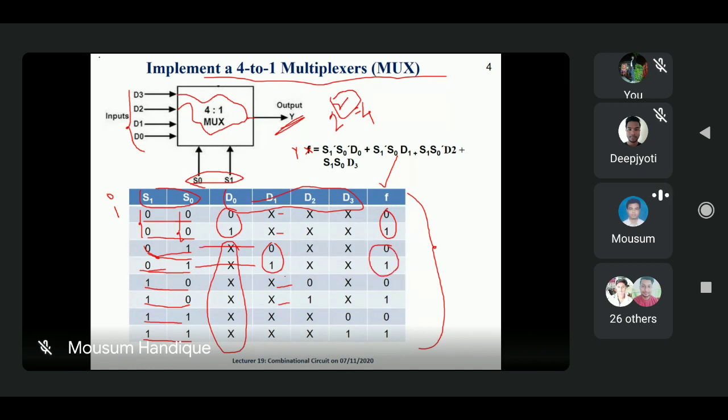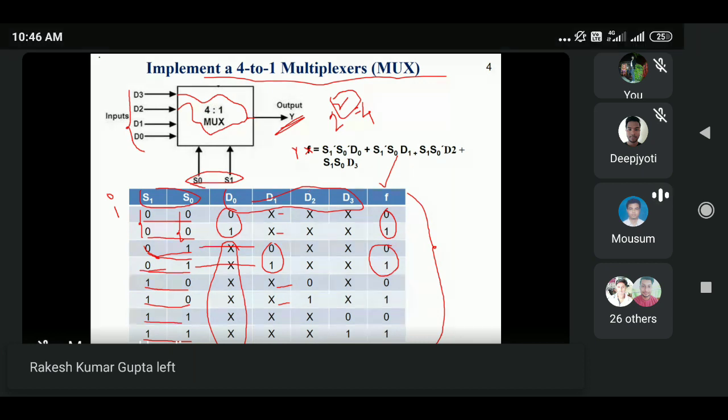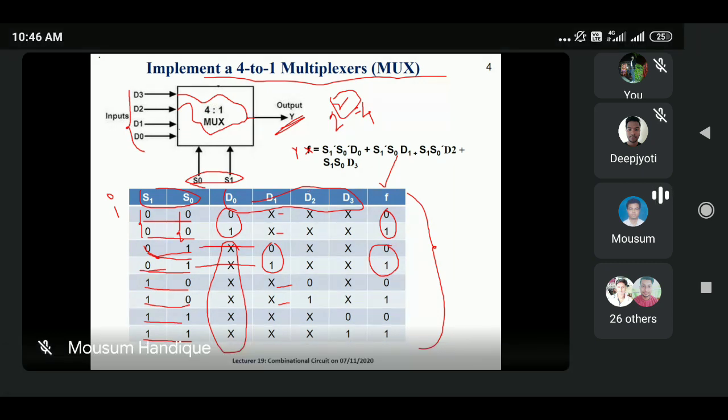Next thing is D2, with values 0 1. When S1 is 1 and S0 is 0, that time D2 is propagated. I am writing D0 here, you can write any form, no problem. The value of D2 is 0 1, so we can put 0 1 here. The sequence is not important.